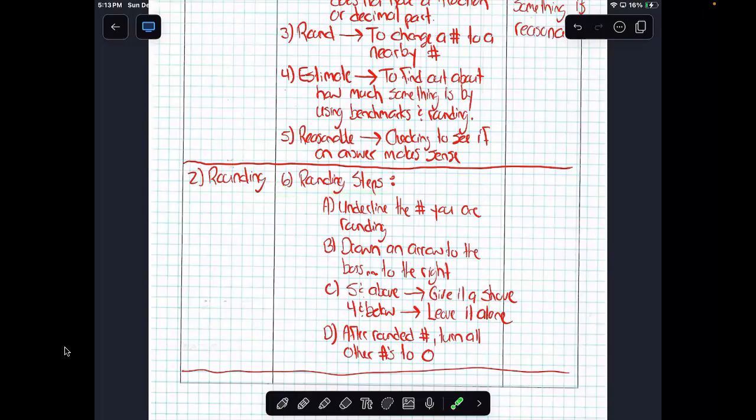There are 4 steps in rounding. Number 1, in our classroom, we underline the number that we are asking you to round to. So if we're asking you to round to the tenths, you underline the tenths place. After you have underlined the number you're rounding to, you draw an arrow to the boss, you draw an arrow to the right. If the boss, whatever the arrow is pointing to, is 5 and above, you give the underlined number a shove. If the number that the arrow is drawn to is 4 and below, you leave it alone. And then after you round the number, you turn all the other numbers to 0.